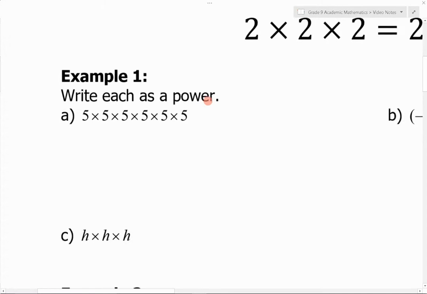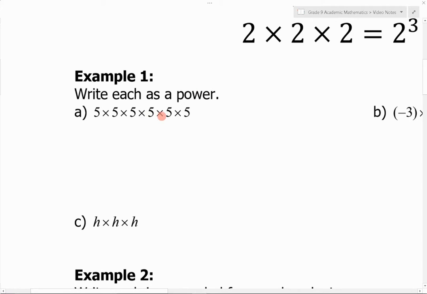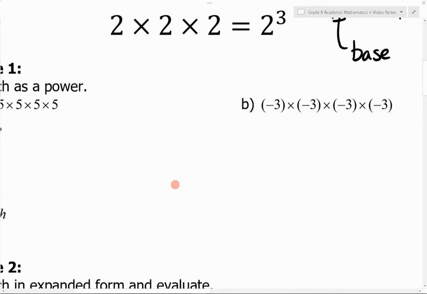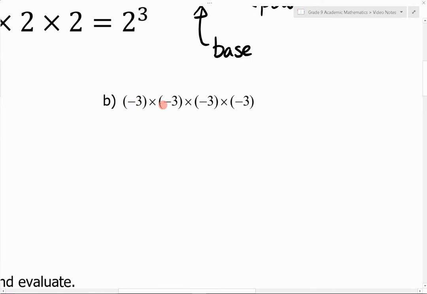Here I have 5 times 5 times 5 times 5 times 5 times 5. How many 5s are there? 1, 2, 3, 4, 5, 6. So I can express this as 5 raised to the exponent 6. Looking at my next example, I have negative 3 being multiplied. How many negative 3s do I have here? 1, 2, 3, and 4. I have 4 of them. So I can express this as negative 3 raised to the exponent 4. Now don't forget to put your brackets. It's very important, and I'll explain why in a couple of examples from now.